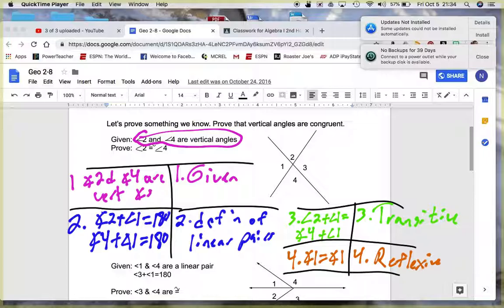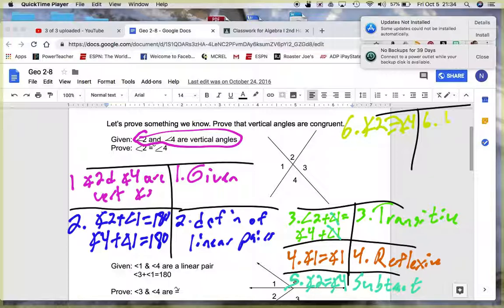Okay. And I know I'm running out of room here. I have 2 steps left, I promise. I can then do step 5, which is to subtract, because I can now subtract the angle 1s from up here, making angle 2 equal angle 4. And then, hopefully you know this by now, because we've talked about it a few times, the last step, I'm going to go very top of the screen, is that angle 2 is congruent to angle 4, and every time we go from equals to congruent, that is just the definition of congruent.